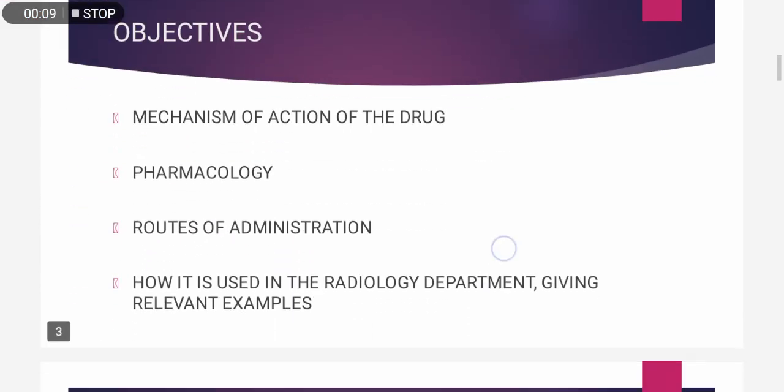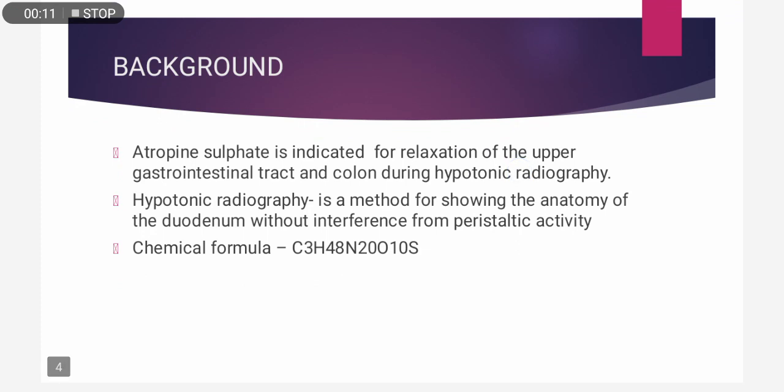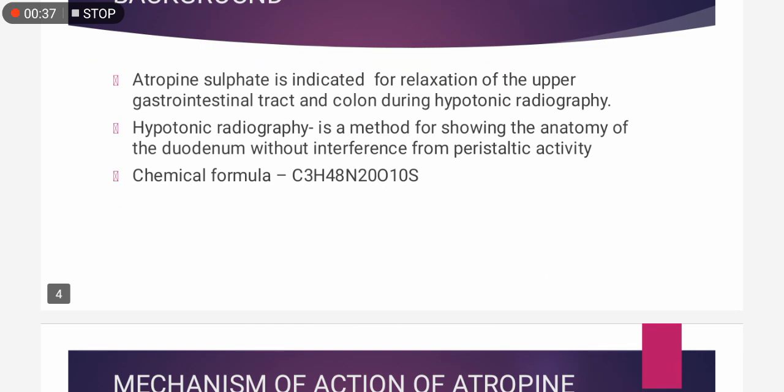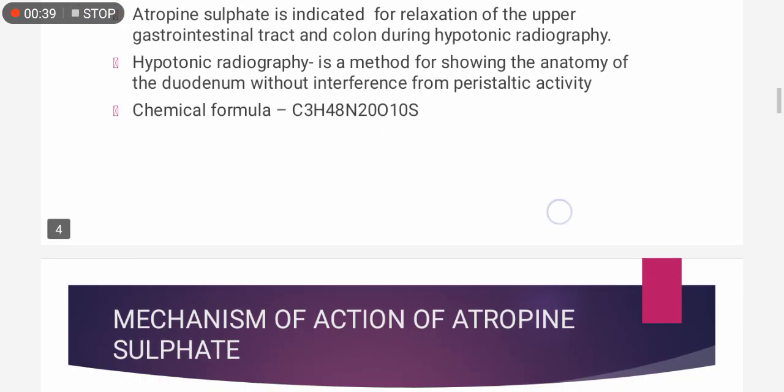So here's a brief background on atropine sulfate. Atropine sulfate is indicated for relaxation of the upper gastrointestinal tract and colon during hypotonic radiography. And hypotonic radiography is a method for showing the anatomy of the duodenum without interference from peristaltic activity. And here's the chemical formula of atropine sulfate.